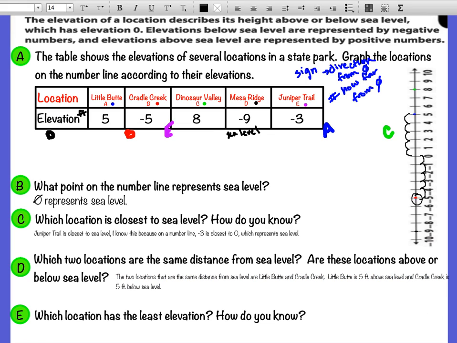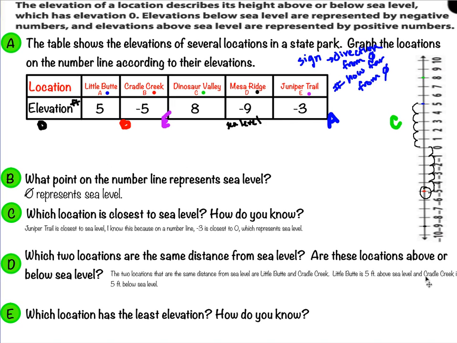So again, I could have two elevations that were 5 feet above sea level. That is possible, but I don't have that as part of my data. I would have to have 2 points plotted here. So in this case, in order for them to both be the same distance from zero, one had to be positive and one had to be negative because I don't have any double dots.